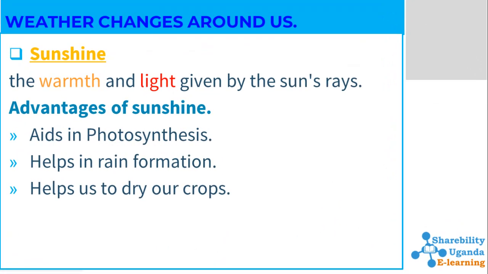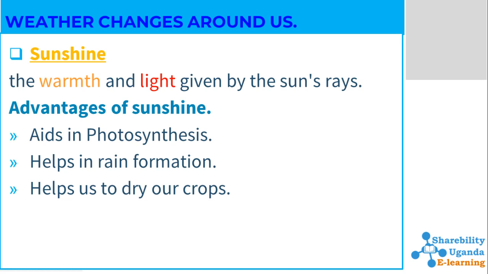Let us look at another, which is sunshine. Sunshine refers to the warmth and light given by the sun's rays. The warmth and light given by the sun's rays. Advantages of sunshine. Sunshine aids in photosynthesis. Photosynthesis is the process through which green leaves or green cover makes food. It helps in rain formation. Sunshine helps in rain formation.